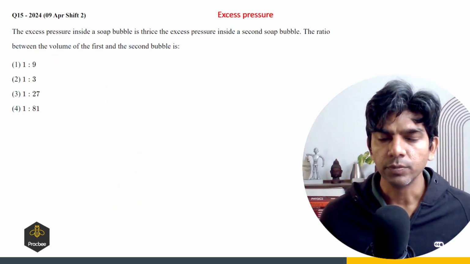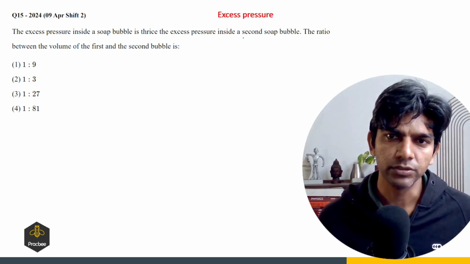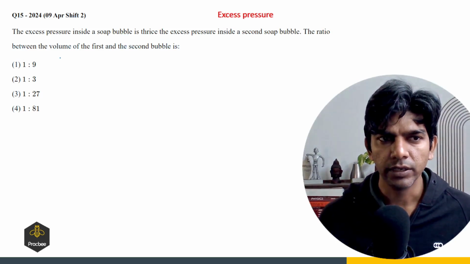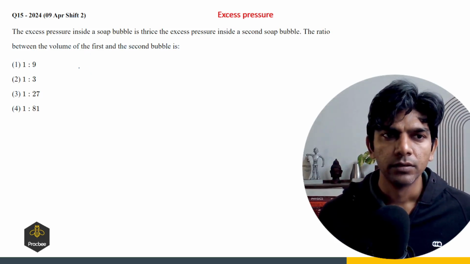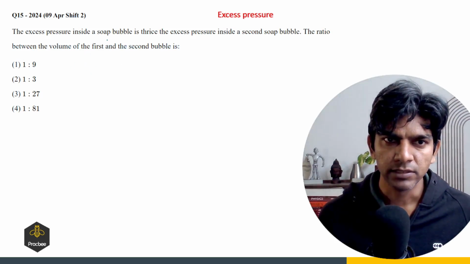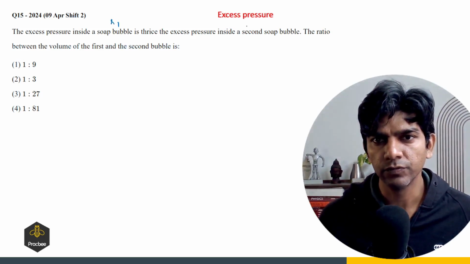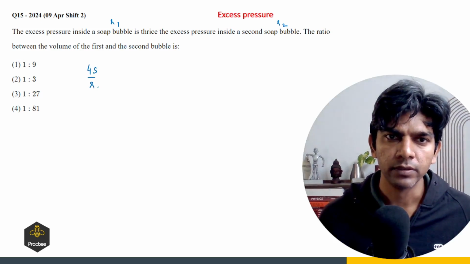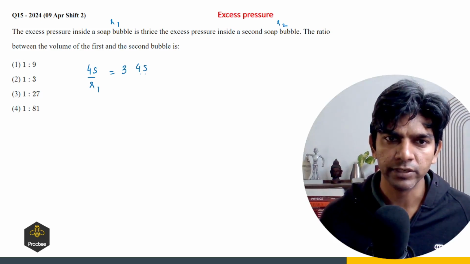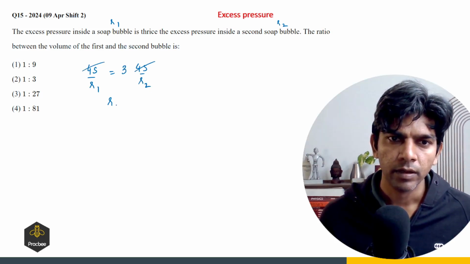Okay, right. So now the question based on excess pressure. The excess pressure inside a soap bubble is thrice the excess pressure inside the second soap bubble. The ratio between the volume of the first and the second. So excess pressure, let us take the first bubble radius as R1 and for the second bubble radius as R2. So we can say 4S by R1 is 3 times 4S by R2. So from this we can say R2 is 3 times R1, right?